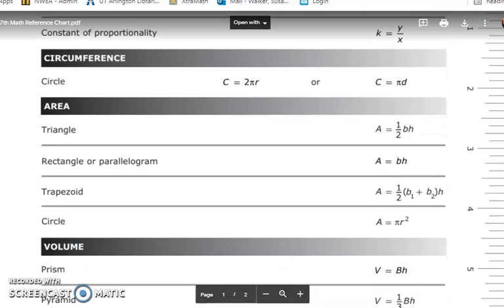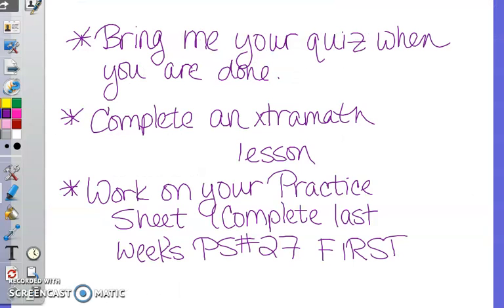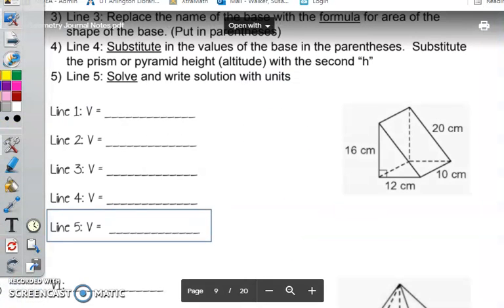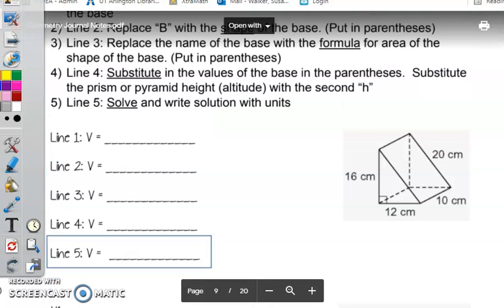We're going to be needing this part, area, and we're going to need volume. First of all, the thing we want to do is make sure that we name our shape. Remember, pyramids, I think most of you are more familiar with. Pyramids have one base. They come to a point on top. Prisms have two bases. They do not come to a point. So we have two bases here.